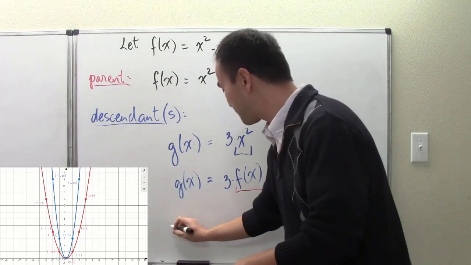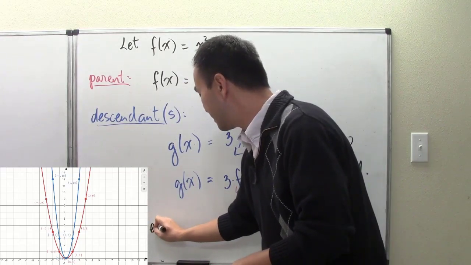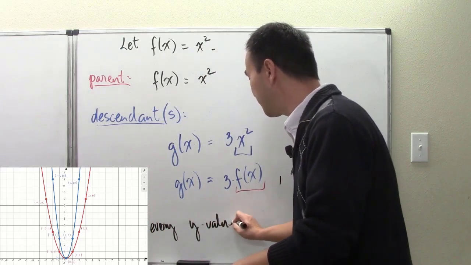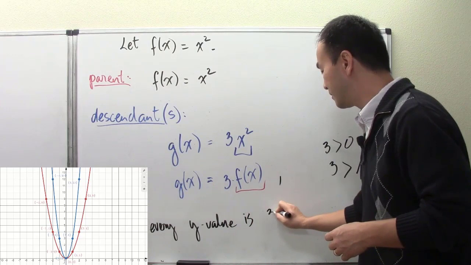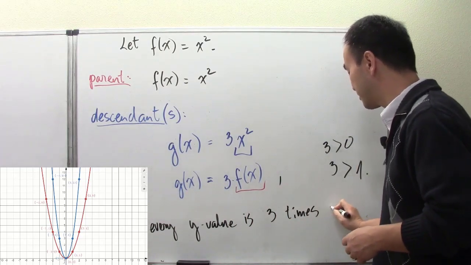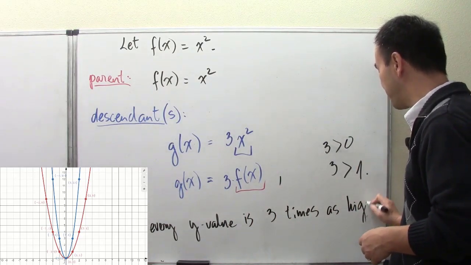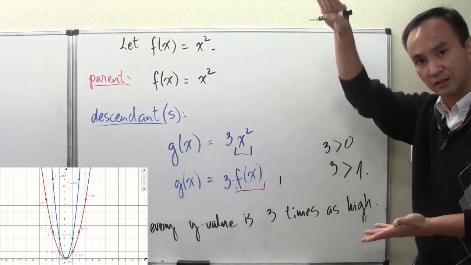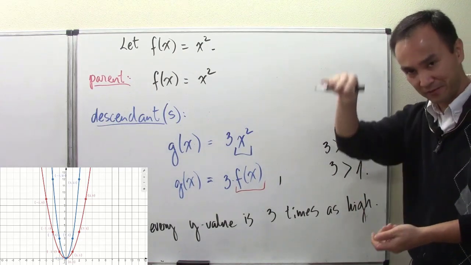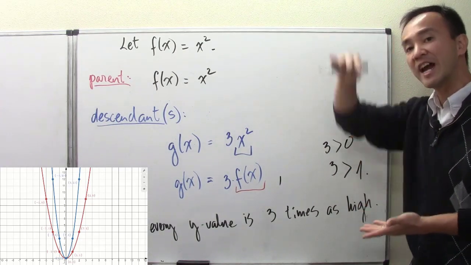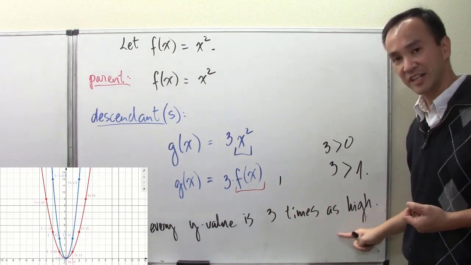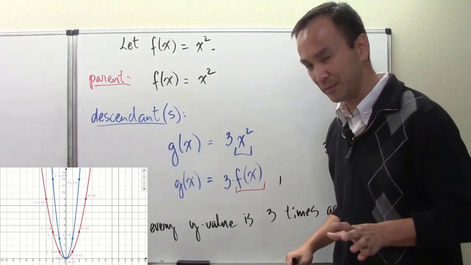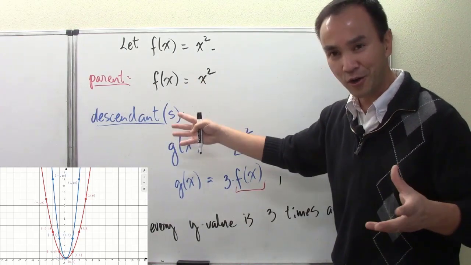So it looks like every y value is 3 times as high. And by high, I mean vertically pulling it up, vertically scaling it up. That's why I'm using that term, 3 times as high. All right, so now we start having a good sense about what caused a vertical scaling right here.